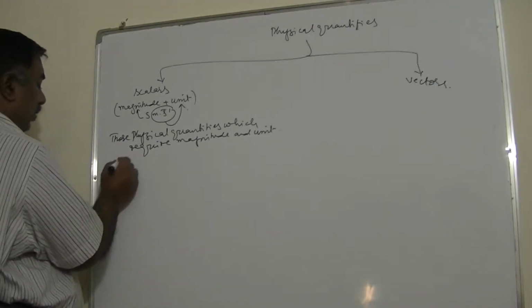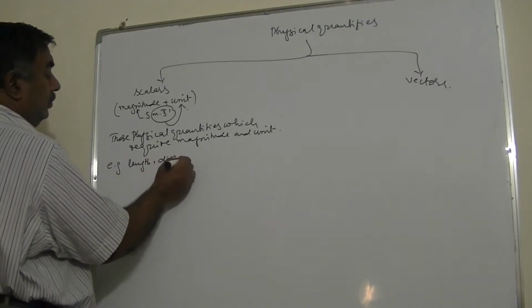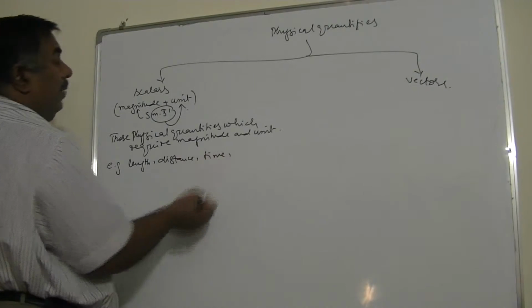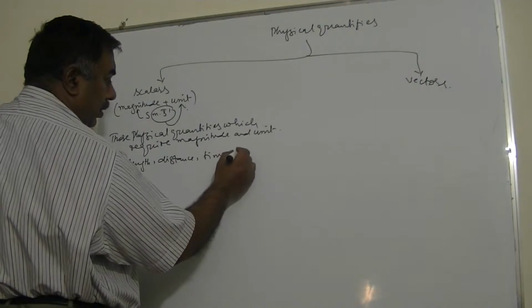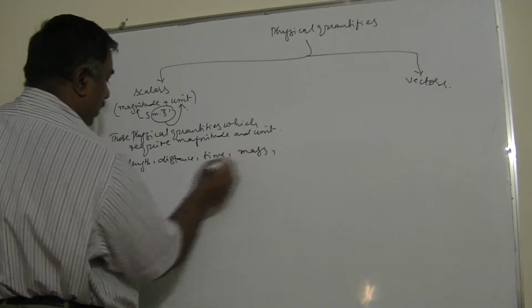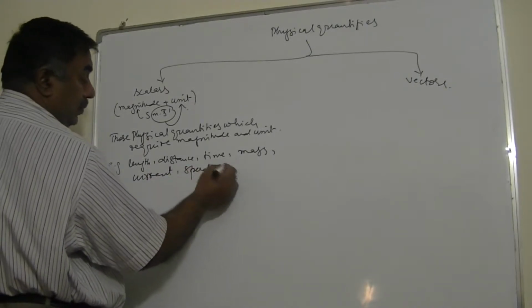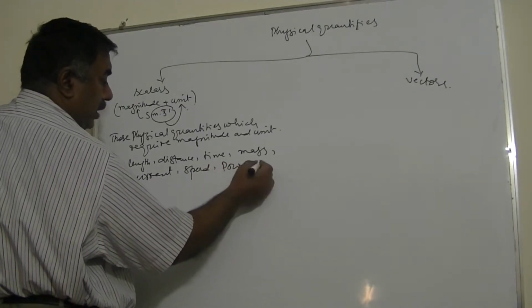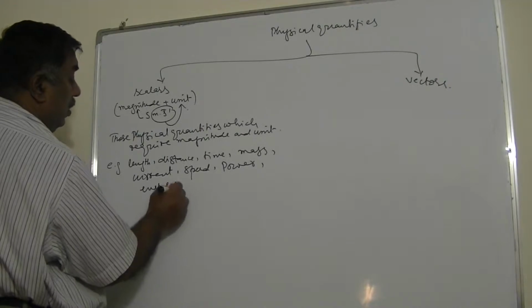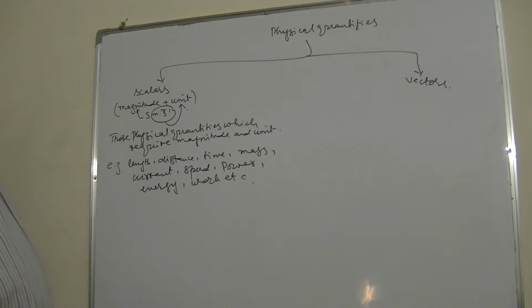For example, there are so many quantities: length, distance, time. Actually, all seven base quantities are scalars: time, mass, current, speed, power, energy, work, etc. These quantities are all scalars because they do not require a direction.